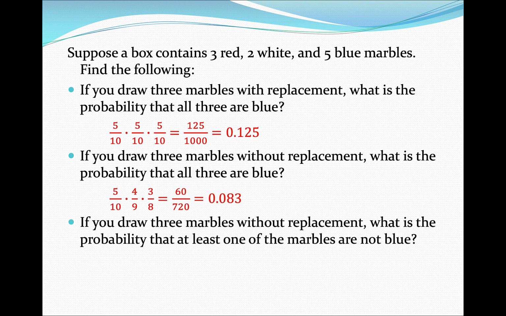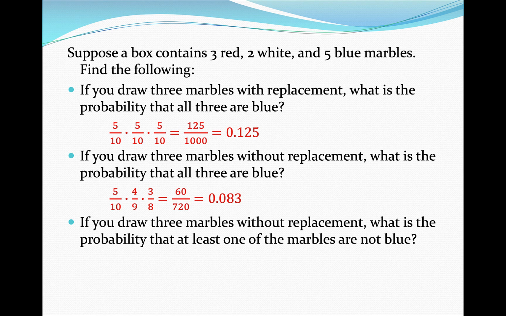Here's another important kind of problem that you need to be able to look at. This is very similar to the previous one, but there's a big difference here as well. It says if we draw 3 marbles without replacement. So it's very similar to the previous one where we're doing this without replacement. We want, what is the probability that at least one of the marbles is not blue? So you want at least one not being blue.